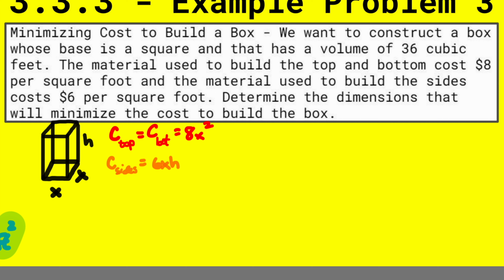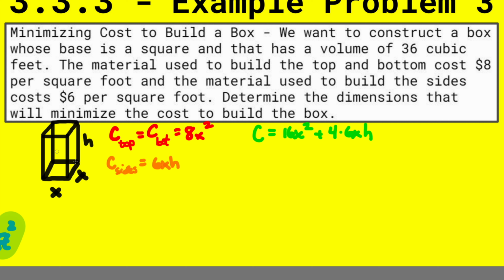So we need a total cost now. We have these costs here. So the total cost is going to be equal to 2 of the tops, because there's the top and the bottom, so 16x squared, because there's 2 of those, plus the sides. Well, there's 4 of those sides, times the 6 times x h. Okay. Now, just like before, we have 2 variables. We cannot have 2 variables, so that's a problem.